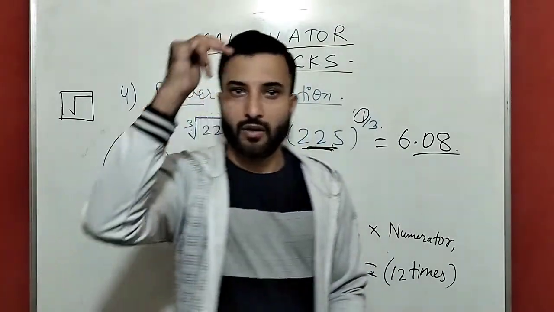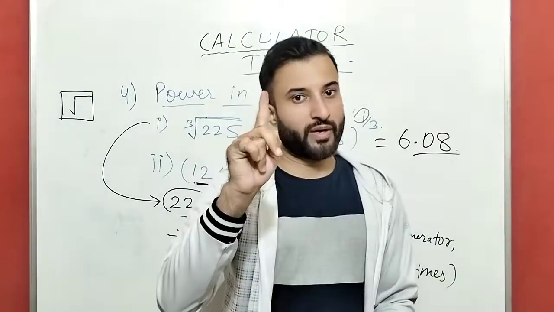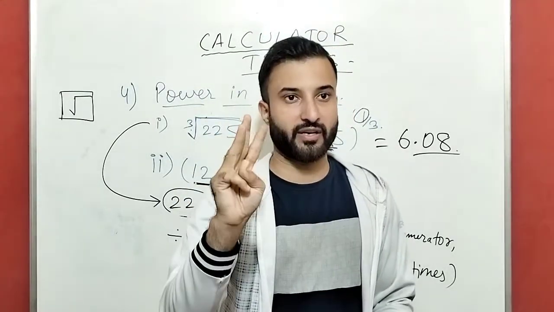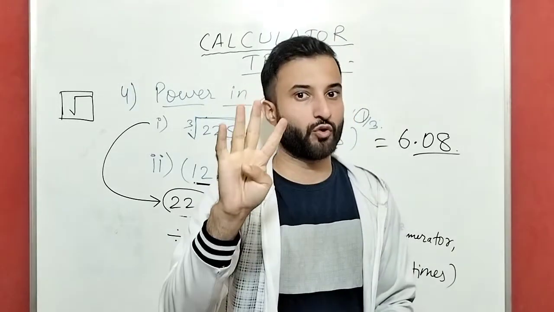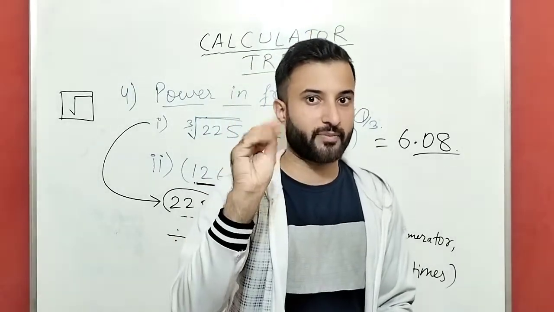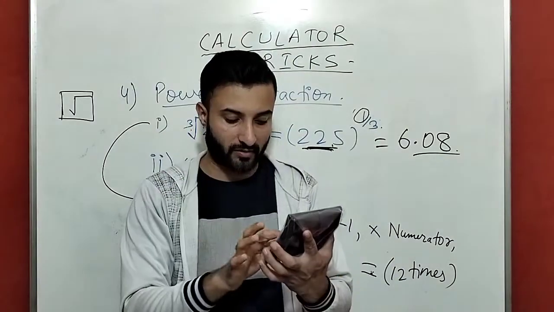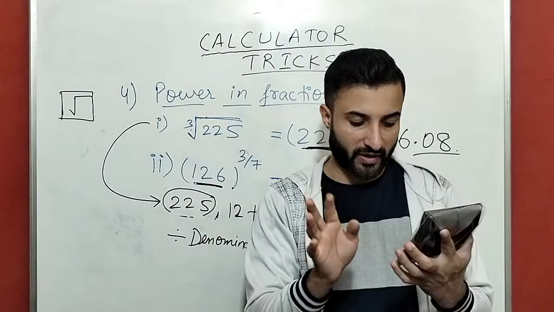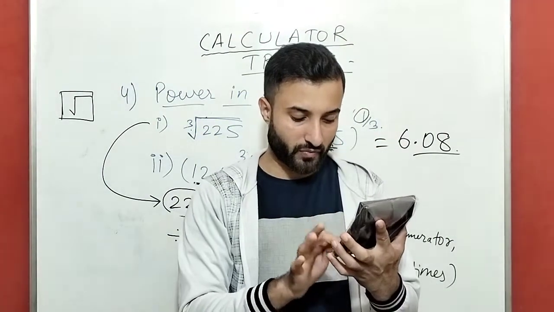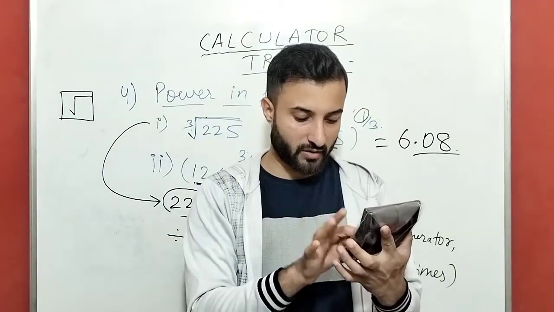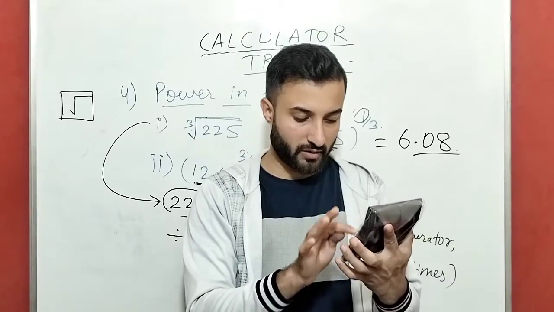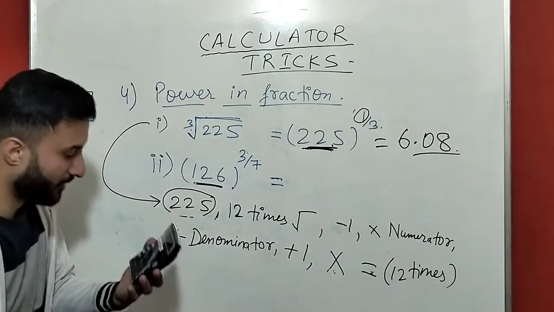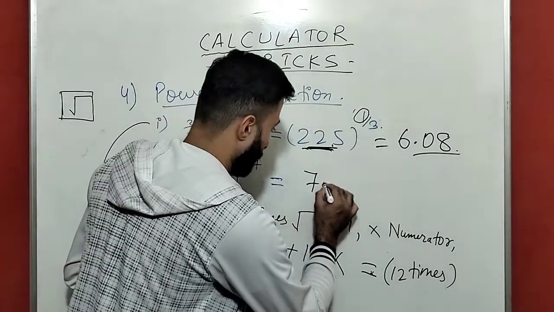Then after that, multiply equal to 1 time, 2 times, 3 times, 4 times, 5 times. Like that you have to do till 12 times. Multiply equal 1, 2, 3, 4, 5, 6, 7, 8, 9, 10, 11, 12. Okay, so I will get 7.95.